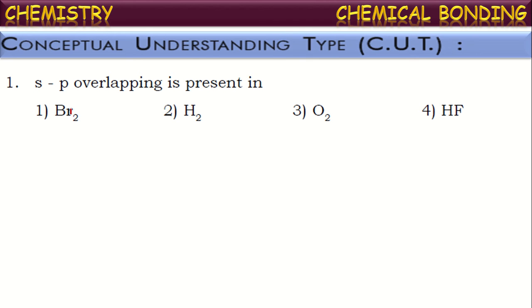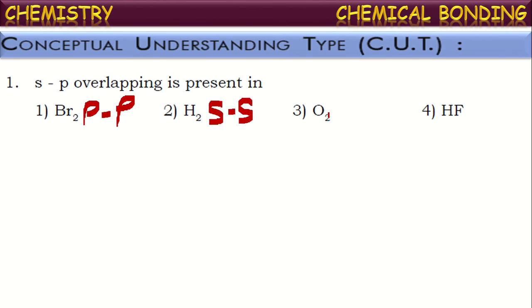If you observe here, in the bromine molecule, both the bromine atoms contain half-filled p orbitals. So when these two atoms bond together, they overlap their p orbitals. So you can say here pp overlapping in case of bromine molecule. If we see the hydrogen molecule, each hydrogen atom has half-filled s orbitals. So here the sigma bond is formed by ss overlapping.